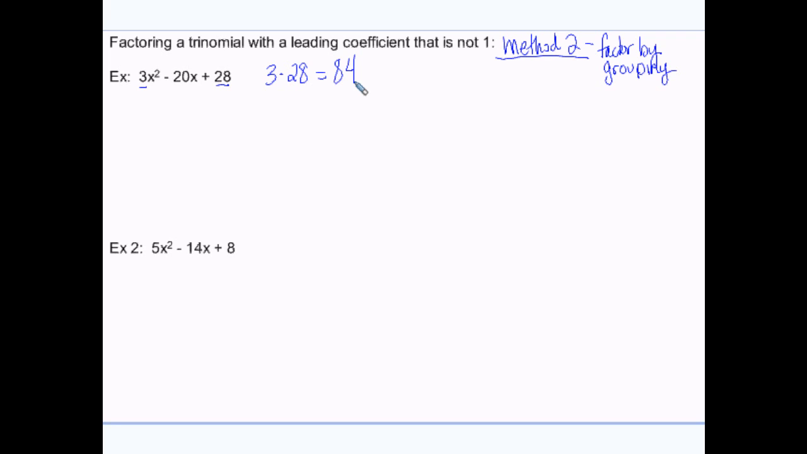What I'm doing right now, because on that other method, we had to take the factors of 3 into consideration and the factors of 28 into consideration. If I multiply them together and make it 84, that includes the factors of 3 and the factors of 28. 84 is both combined, right? Now what I have to do is find the factors of 84 that are going to give me a negative 20. So I'm eliminating doing all the combinations.